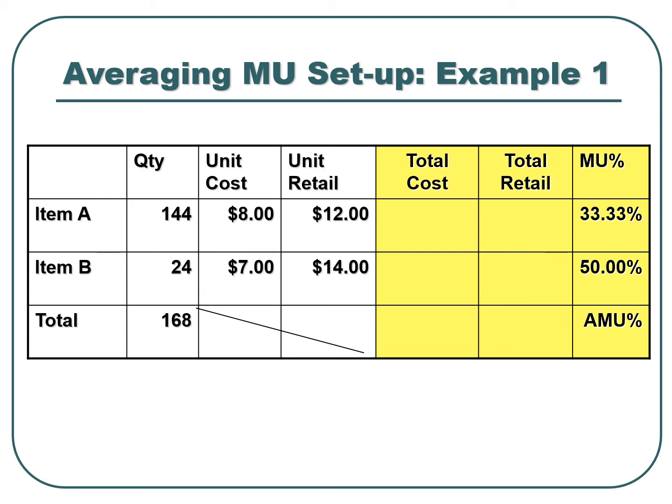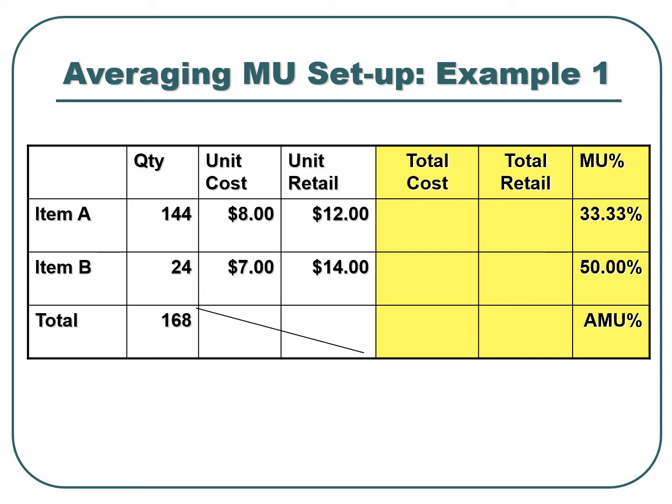The first group, item A, carried a markup of 33.33%, which is shown in the far right column of the table, and item B carried a markup percent of 50%. Now how do we adjust the proportion of these two different groups of merchandise items? We have to look at the quantity.